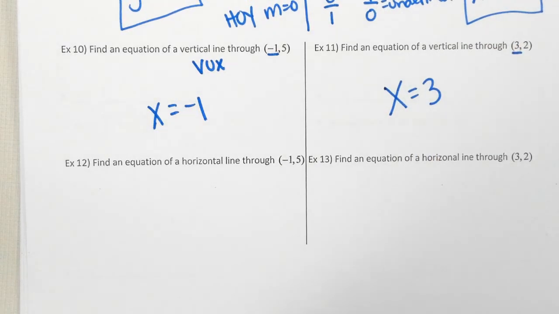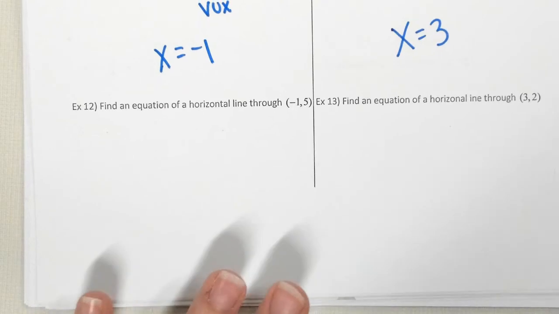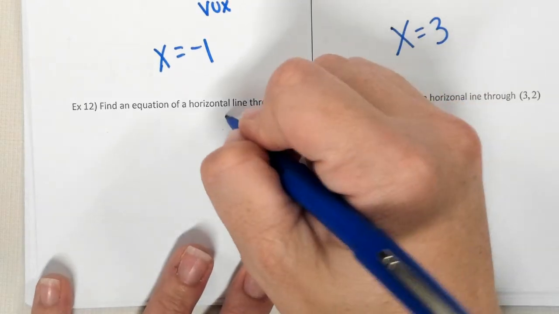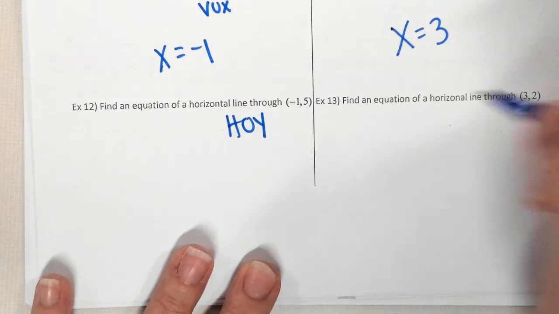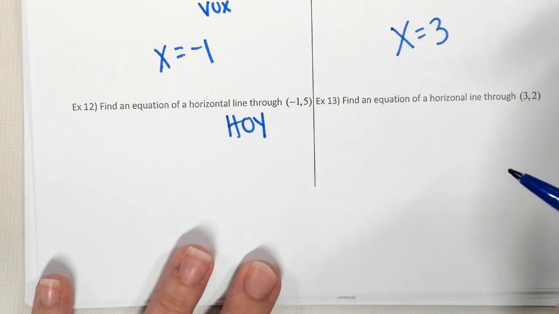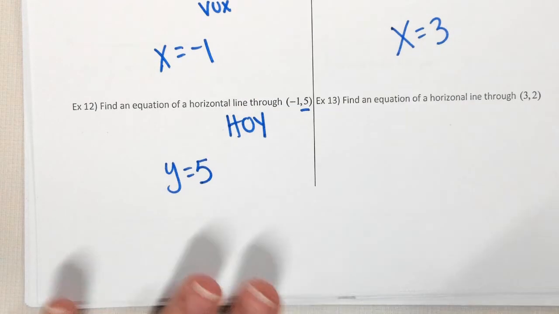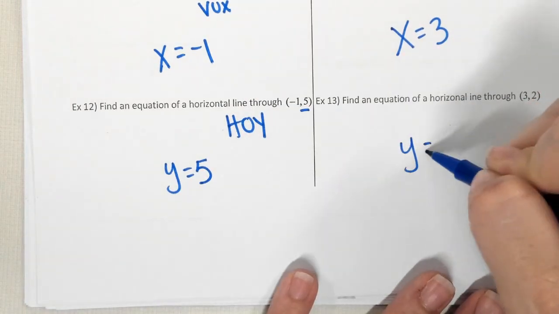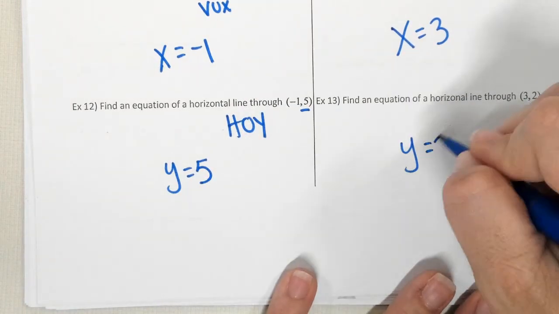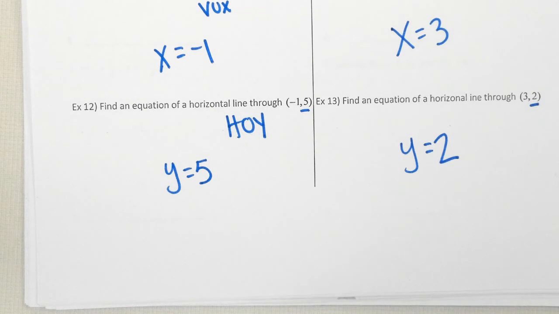Super simple. So what if I set a horizontal line through the point (-1, 5)? Wouldn't that be 0 slope? So what kind of equation is it going to be? Y equals? So y equals 5. And what would the last one be? So y equals 2.